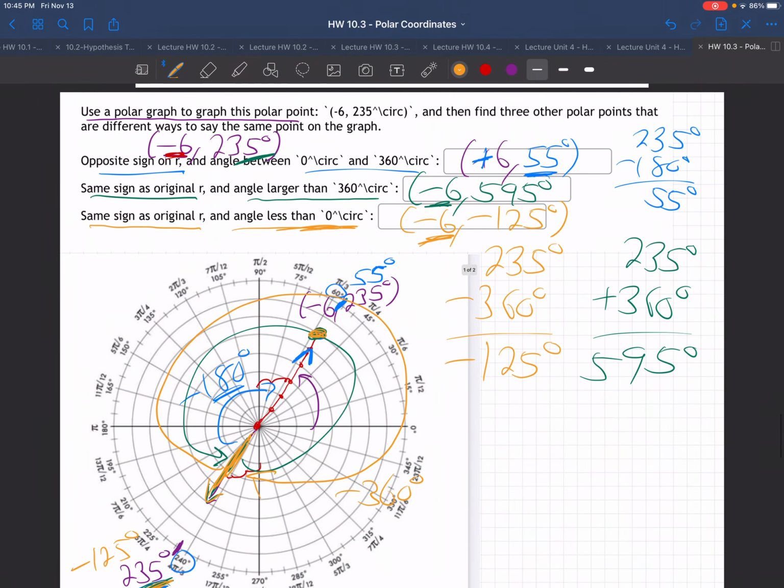So there we go. We found a total of 4 ways to say the exact same spot in polar coordinates. So that's different than rectangular coordinates, isn't it? With rectangular coordinates, there's only one way to say a point, a spot on the graph. But with polar coordinates, we have several ways, because we can backfire and we can turn more than 360 or negative angles, several ways to say the same spot in polar coordinates.